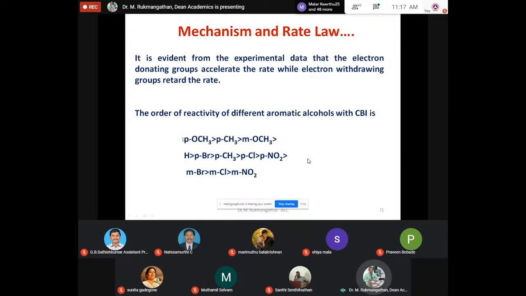Generally, this is the order of reactivity. We have chosen 10 substituted benzyl alcohols and 1 benzyl alcohol parent compound. So we have employed 11 substrates. What is the order of reactivity of these compounds that we have given? From this, we can come to a conclusion that the electron donating groups accelerate the reaction rate and the electron withdrawing groups retard the reaction rate. Here some will be electron donating groups and some will be electron withdrawing groups. So when the electron donating groups are attached to the benzene ring, the reaction rate increases. The presence of electron withdrawing groups retards the reaction rate.